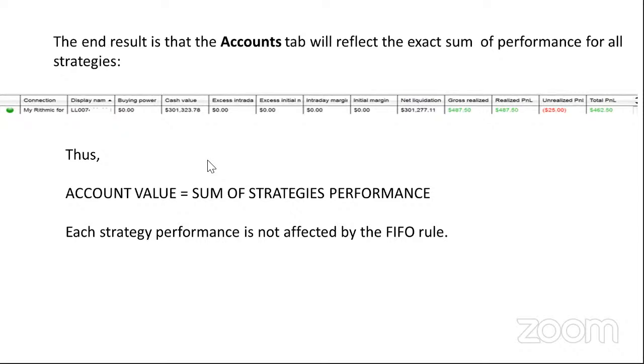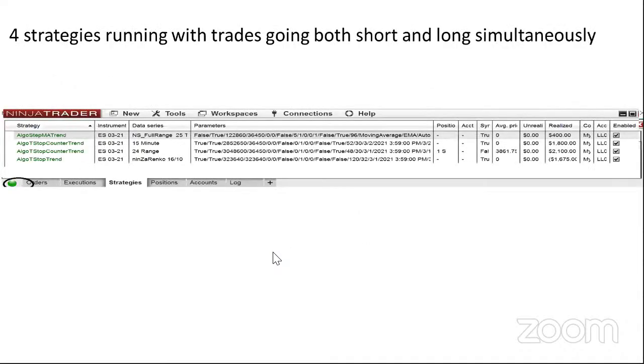And the account value, or the accounts tab, will show the value of the realized and unrealized of all positions. In other words, the account value equals the sum of all strategies' performance. And each strategy performance, again, is not affected by the FIFO rule. And here's an example with 4 strategies running with trades going both short and long simultaneously. And there was no conflict at all.